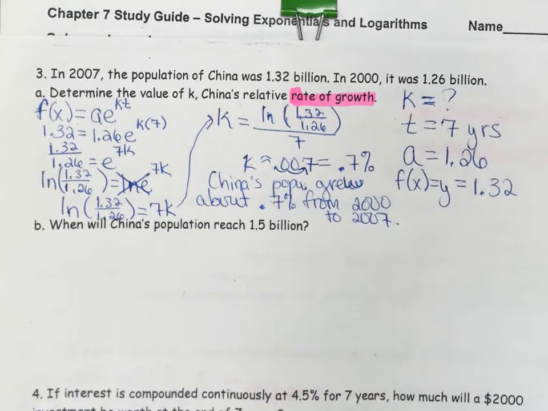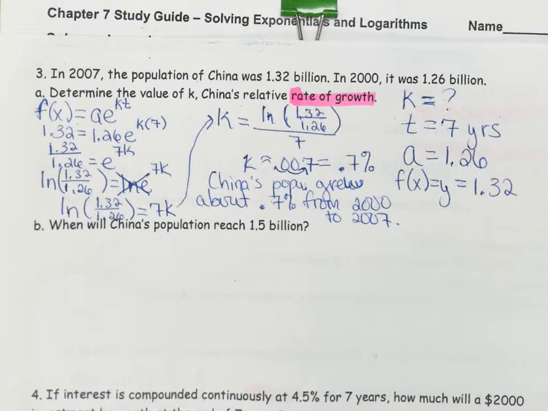Guys, make sure you put the years in there, okay? Because their population is not always going to grow the same amount, right? But it grew 0.7% during those 7 years, okay? All right, what about part B? Josh, what does part B tell us to do?